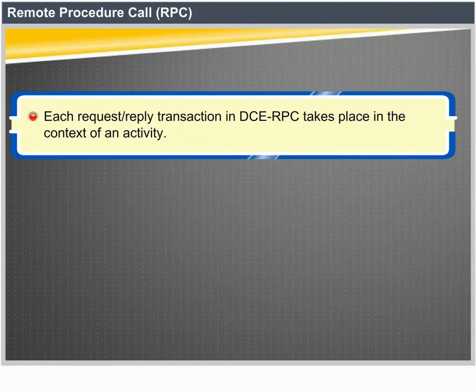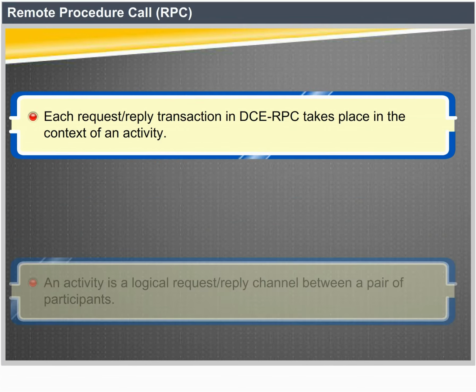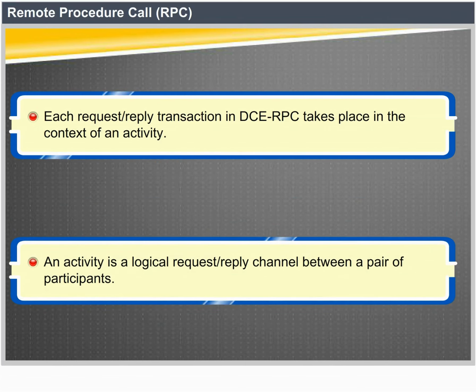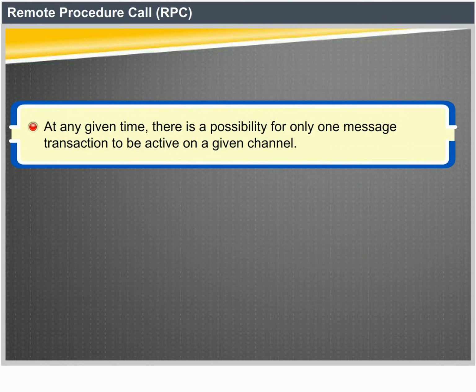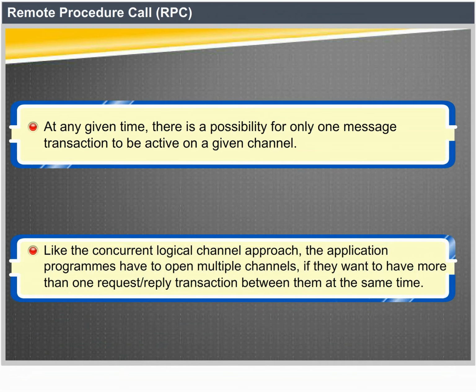Each request-reply transaction in DCE RPC takes place in the context of an activity. An activity is a logical request-reply channel between a pair of participants. At any given time, there can only be one message transaction active on a given channel. Like the concurrent logical channel approach, the application programs have to open multiple channels if they want to have more than one request-reply transaction between them at the same time.